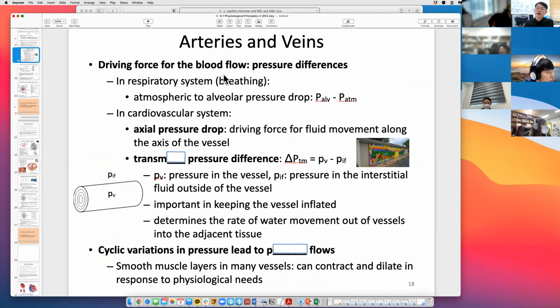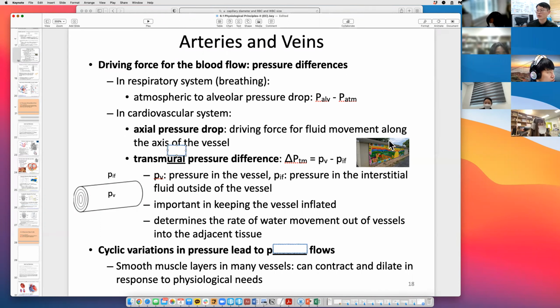Okay, let's move on. Related to arteries and veins, that pressure difference. I already told you a little bit of this because the difference between vascular and interstitial pressure is important. And that we call the transmural pressure difference. How will you name this pressure difference between the wall of the blood vessel? Transmural. Exactly, very good answer.